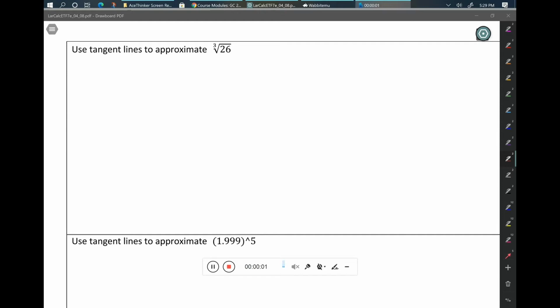Okay, so welcome to part 2 of section 4.8. We are going to continue to use tangent lines to approximate. Here I want to do an approximation of the cube root of 26.